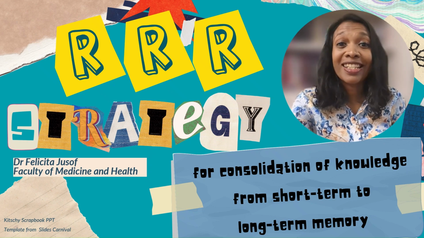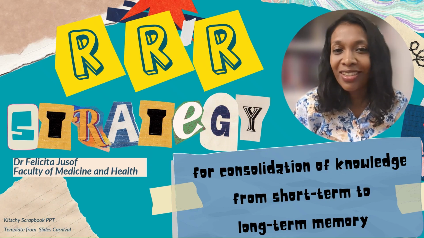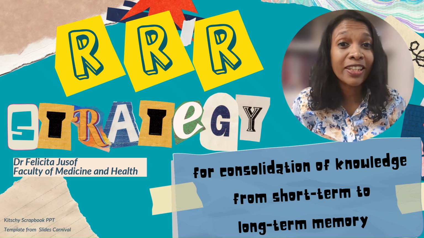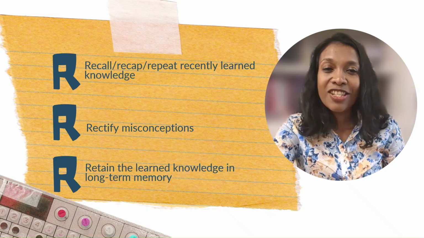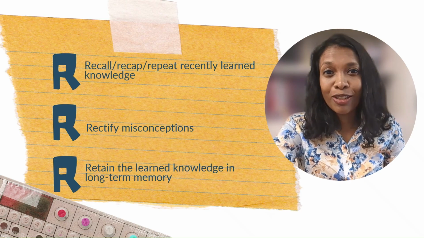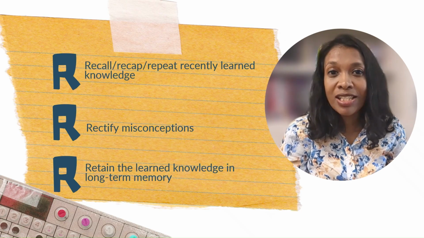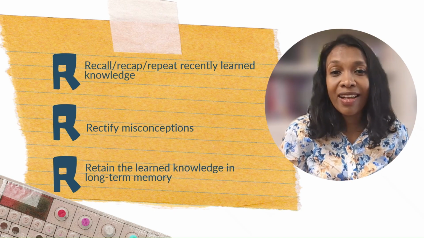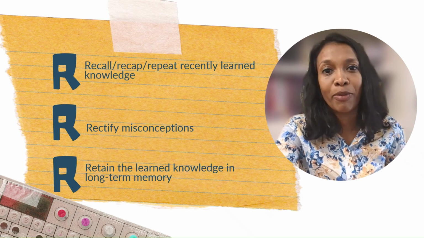A teaching practice that I use to help my students' active learning is the triple R strategy to help my students actively transfer their learned knowledge from their short-term to their long-term memory. This strategy is based on the neuroscience of learning and refers to the habit of recalling, repeating, or recapping recently learned knowledge, rectifying misconceptions, and finally retaining the learned knowledge in their long-term memory.